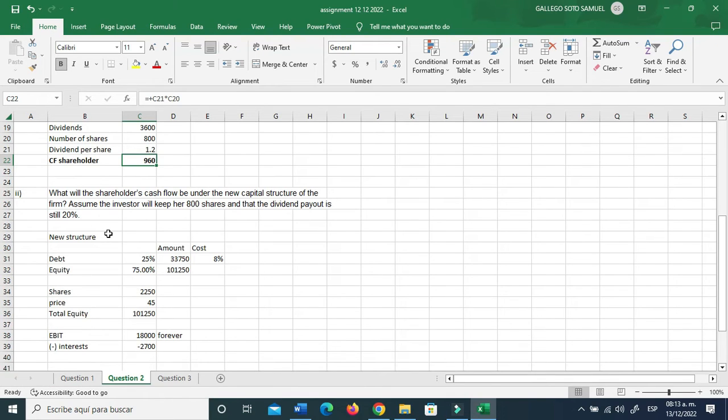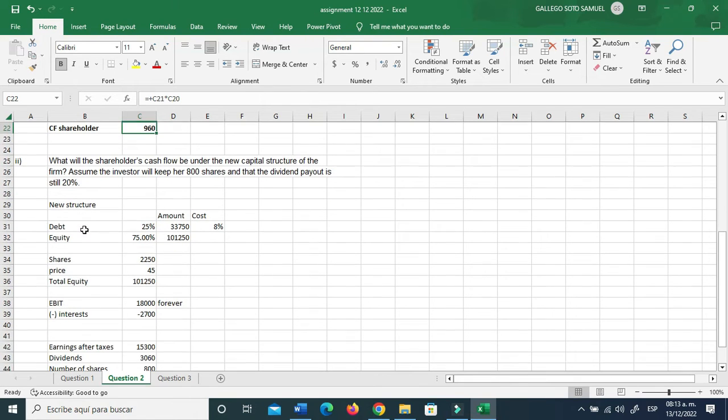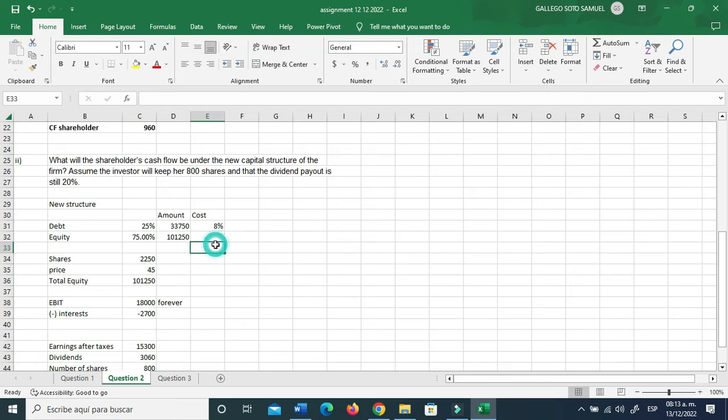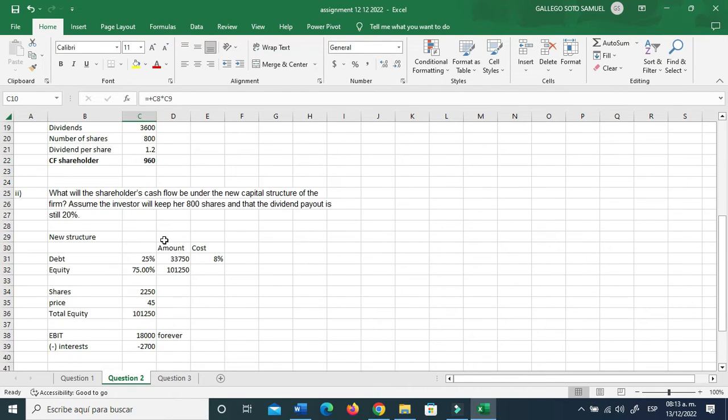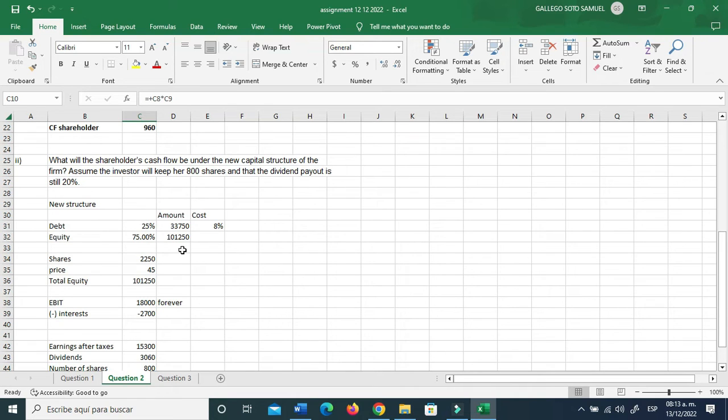Now, for the other question, oh, this is the same. What will the shareholder's cash flow be under the new capital structure of the firm? Assume that the investor will keep her 800 shares and that the dividend payout is still 20%. Okay, so we have a different animal over here. Do you remember how this was 135,000 pounds? Well, that's going to be split between your equity and your debt.